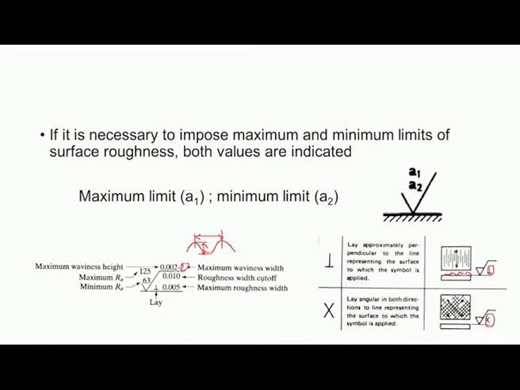And then roughness width cutoff is also mentioned here. We will learn about this cutoff in greater detail after some time. And this is maximum roughness width, 0.005 millimeter.